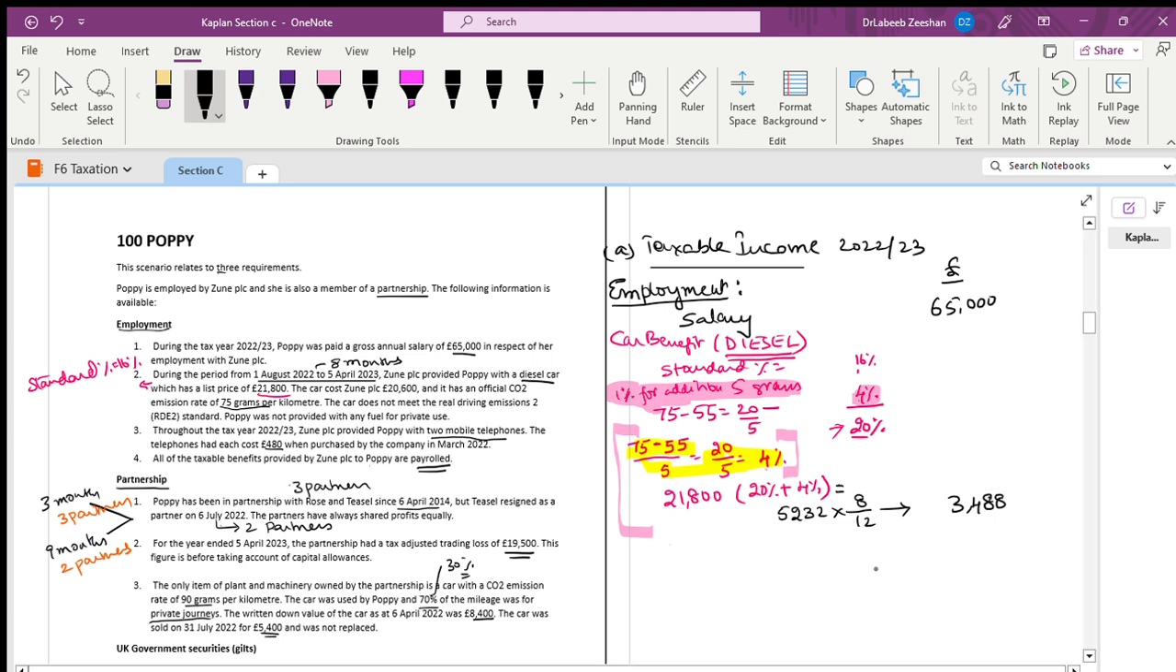Okay. Next. With more practice, things will come automatically. Throughout the tax year, they have provided the employee with 2 mobile phones. If any benefit has been provided, it has to be charged at the rate of 20%. I will give you a reference for that.